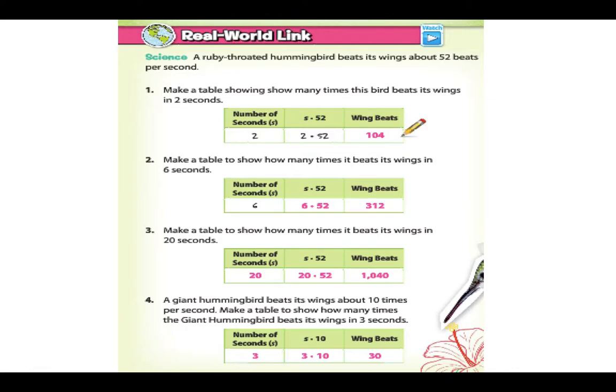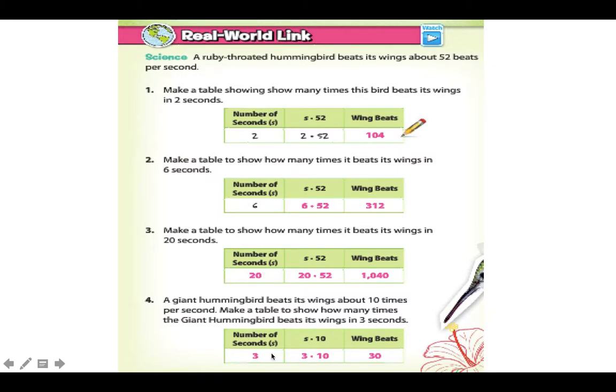So we're going to follow that same pattern all the way down the exercises. For 6 seconds, we're replacing S with 6 and multiplying. We should have gotten 312. For 20 seconds, we would still multiply 20 times 52, and that would give us 1,040 beats in 20 seconds. Wow. And then the last one, it says, a giant hummingbird beats its wings about 10 times per second. Make a table to show how many times the giant hummingbird beats its wings in 3 seconds.